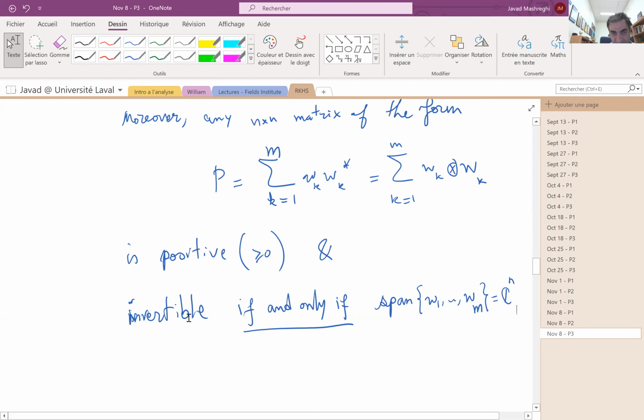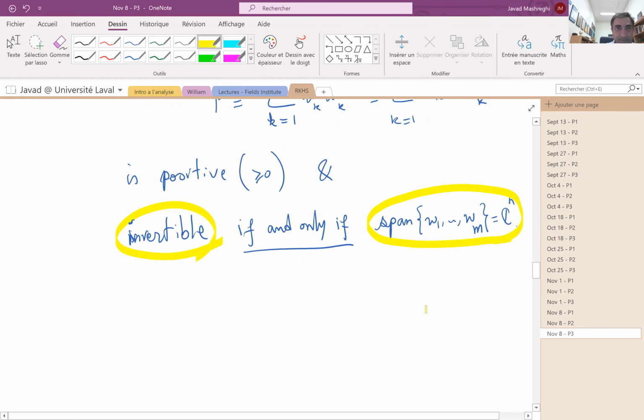The only thing I need to explain a little bit here is why invertibility is equivalent to the fact that the span of w1 up to wm is the whole space. This is based on an interesting formula, this one. So I just explained the last part.